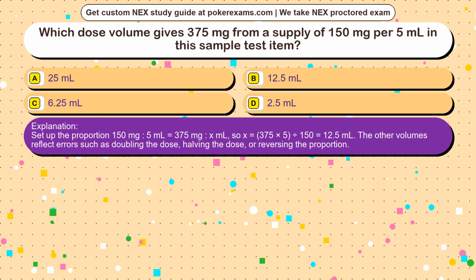Set up the proportion: 150 mg over 5 ml equals 375 mg over x ml, so x equals 375 times 5, divided by 150, equals 12.5 ml. The other volumes reflect errors such as doubling the dose, halving the dose, or reversing the proportion.